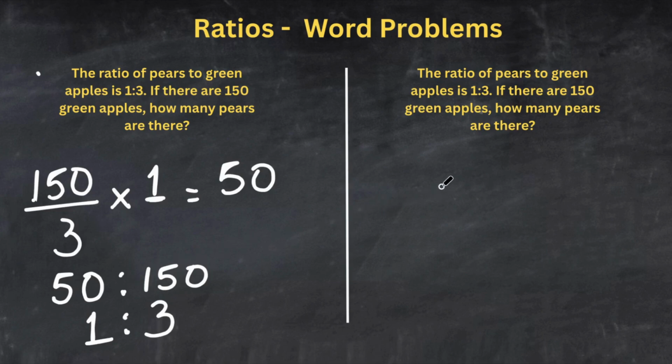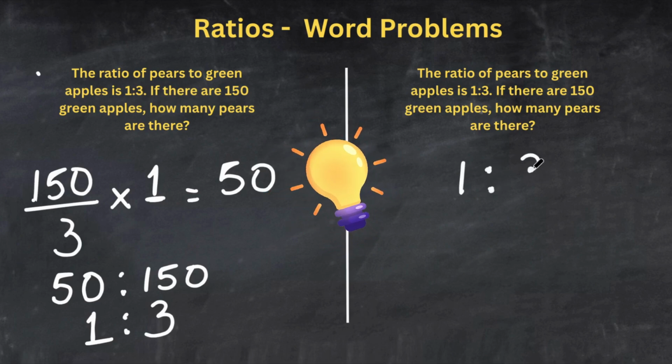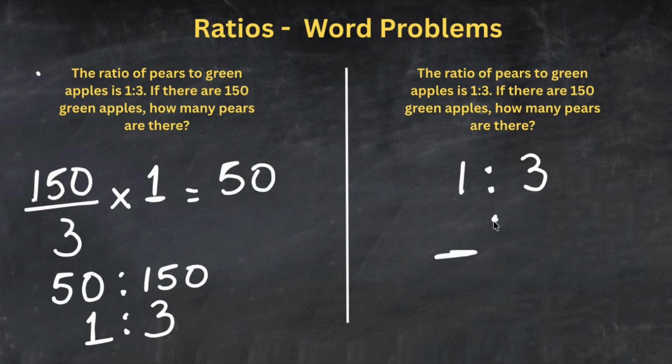Okay, makes sense, right? And if you have to calculate the ratio of pears to green apples in my way, what I usually do is I write it like this. So the ratio of pears to green apples is 1:3. We don't know the real number of pears, but we know the number of green apples, right?